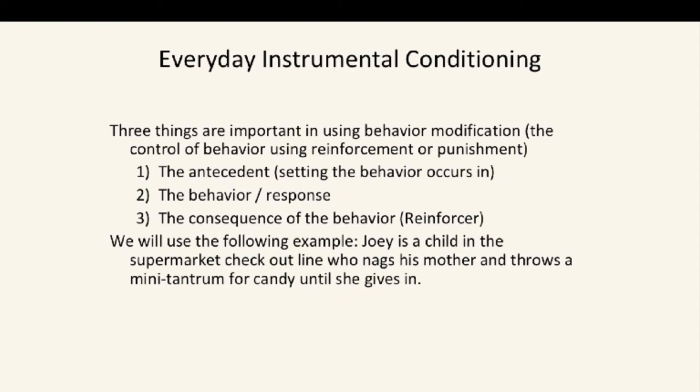And we're going to focus on these three things, A, B, C: the antecedent of the behavior, so think of that as the setting the behavior occurs in; the behavior itself, or the response that the person makes; and then the consequence of that behavior or response. And usually that consequence we can think of as a reinforcer or possibly a punishment.